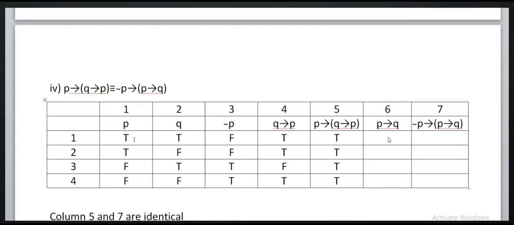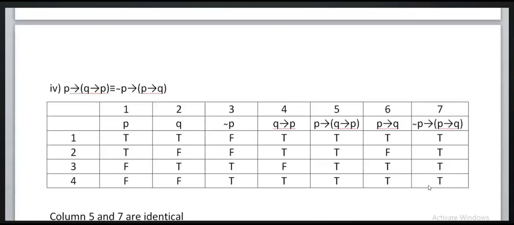Now next is P implies Q. T implies T is true. T implies F is F. F implies T is true. F implies F is true. Now next is negation of P implies Q. That is the third to 6. F implies T, it is true. F implies T, it is true. F implies F, it is true. T implies T, it is true. And T implies T, it is true.